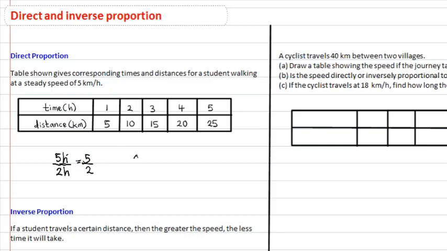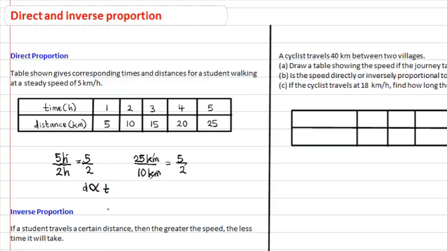Now let's do it for the kilometers. We have 25 kilometers over 10 kilometers. The kilometers will cancel themselves, so 25 divided by 10 will give us 5 over 2. You can see it still gives us the same thing. Both of them are going at the same pace. Even the question wrote it: steady speed, so it's going accordingly with the time. So we can say that the distance and the time are directly proportional to each other. This is the directly proportional sign.